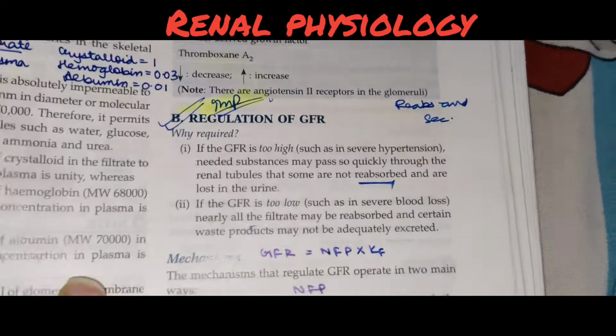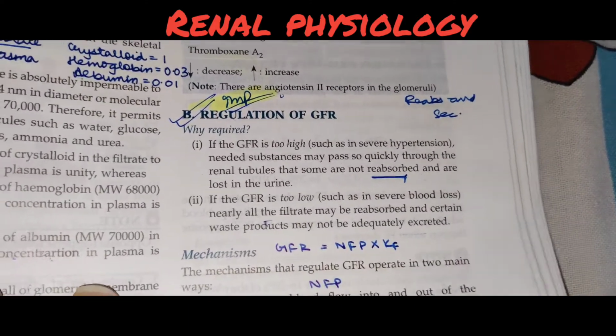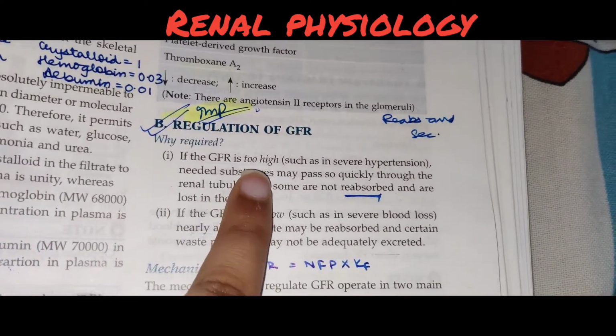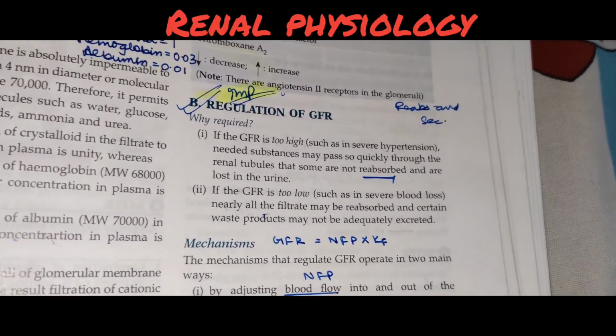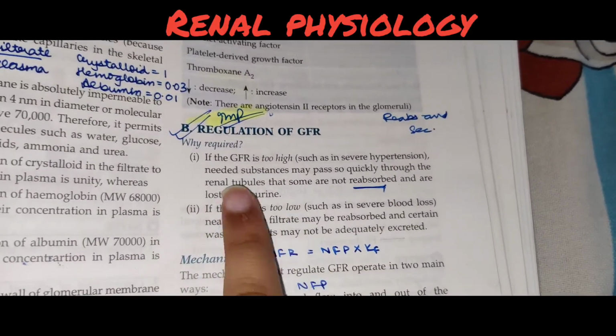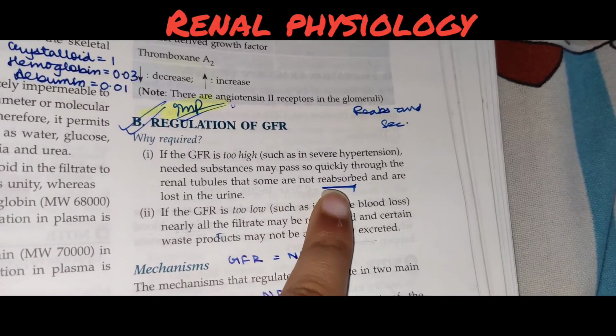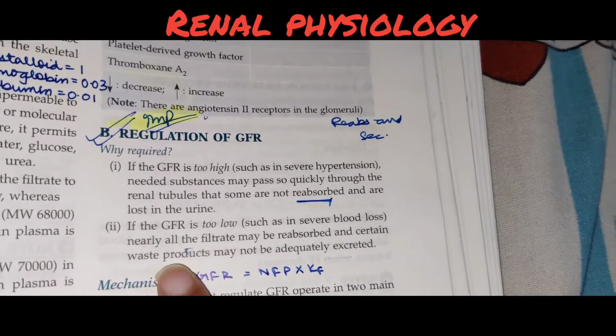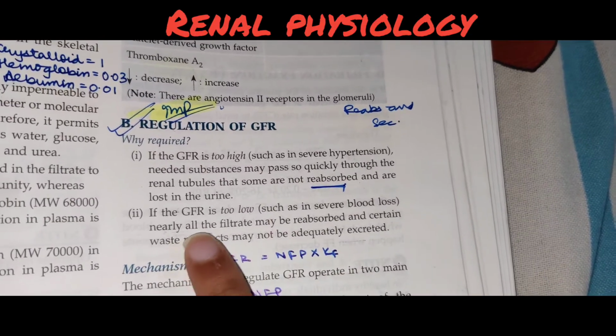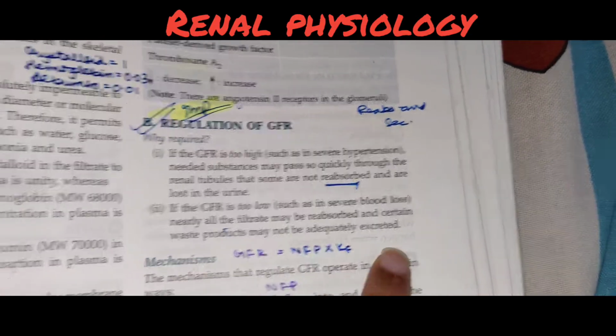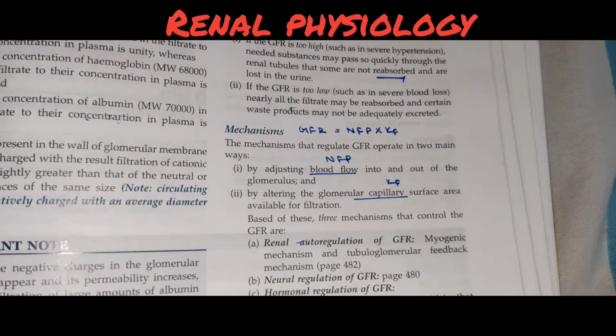So see, how do we regulate GFR? First of all, why is it required to regulate GFR? If GFR is very high, the substances will pass so quickly that most of the substances will not be reabsorbed, and if GFR is too low, nearly all the filtrate will be reabsorbed. Okay, so how do we regulate GFR?